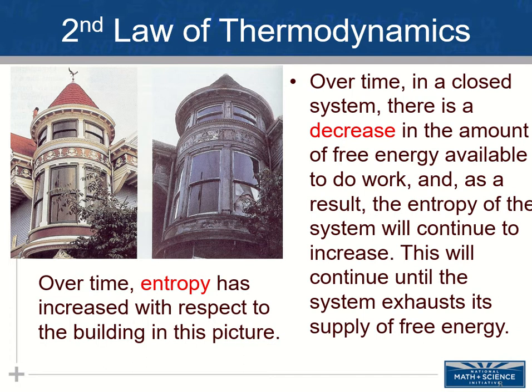So what do we mean? We mean that the natural law of things is that entropy increases. Entropy is a measure of disorder, and so things naturally go from order to disorder. Over time, you can see that this house has increased in entropy. It's very orderly here and it's very disorderly here. Everything goes from order to disorder.